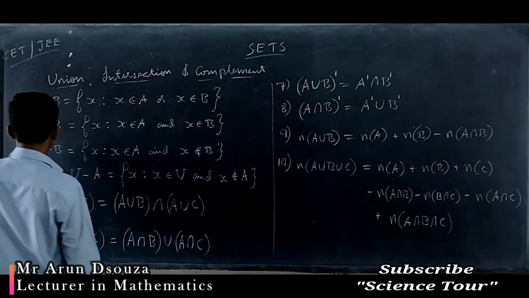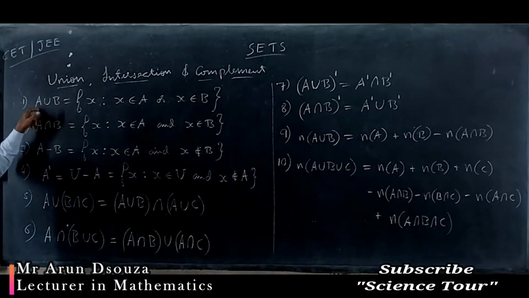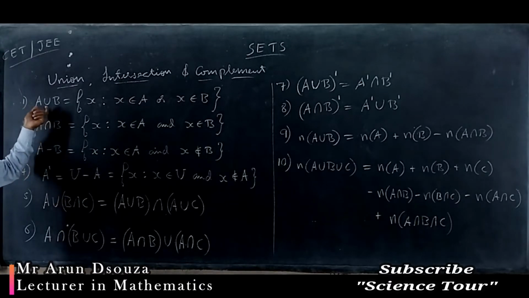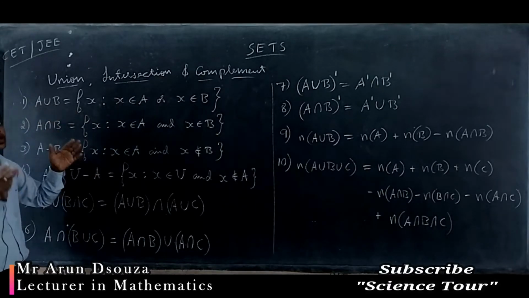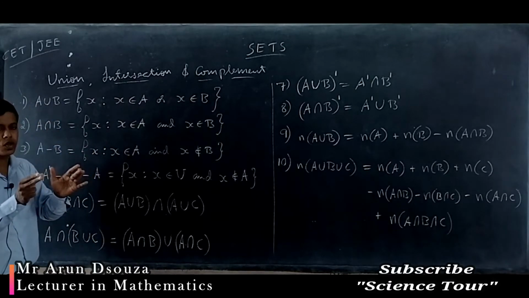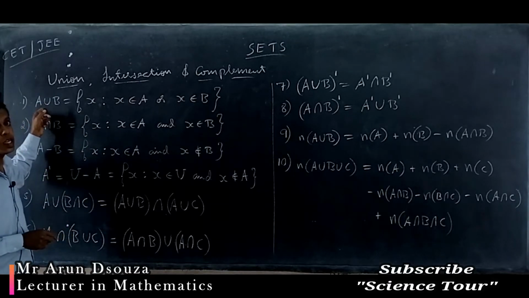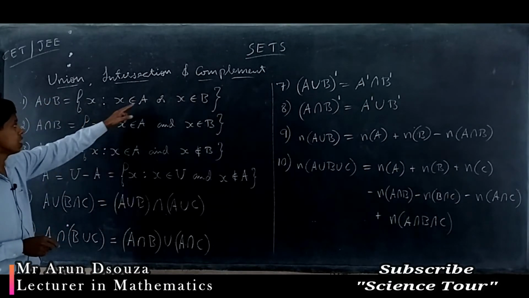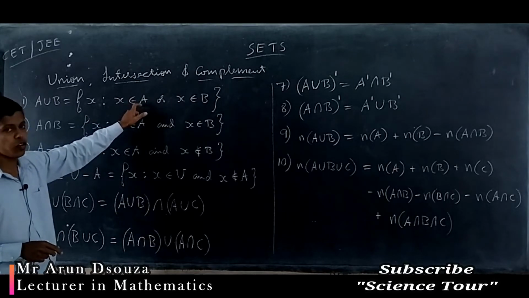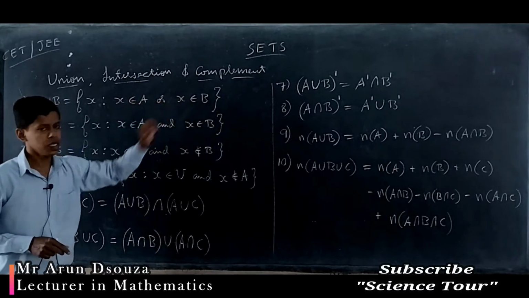Well, the first one being union. So what is the meaning of A union B? See, you have a set A, you have a set B. Now you want to combine them, and you want to find A union B. So that would be the elements from A or B.